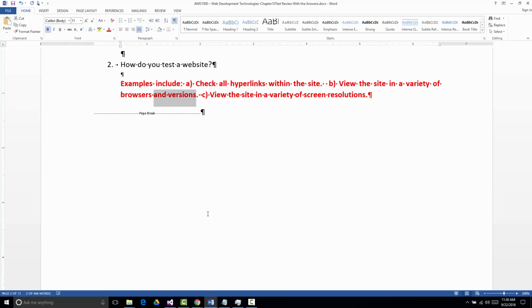So it's 3 things. Check all the hyperlinks, because you don't want any broken links. It looks bad, and it's a reason people sometimes leave your site. View it in a wide variety of browsers, in different versions of those browsers, and view it in a variety of different screen resolutions. We did that yesterday when we went over the example for the Wild Wild West thing that we were working on, all right? Because we simulated making the browser window more narrow and more wide. And we did some work with media queries to do that too, if you remember. So that's number 2. Questions on that one?